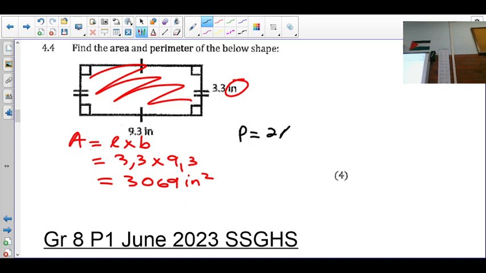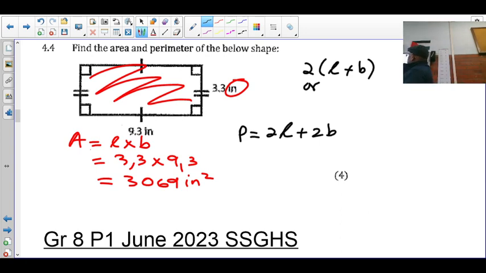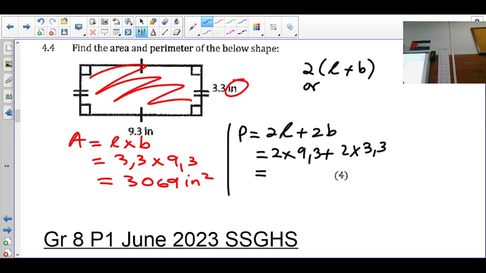Now, if they ask you to work out the perimeter, the perimeter is going to be 2 length plus 2 breadth, or you could have said 2 into length plus breadth. Or I could have said length plus breadth plus length plus breadth. It's also the same. So it's going to be 2 times 9.3 plus 2 times 3.3. 2 times 9.3 is 18.6 plus 6.6. So it's going to give you 25.2 inches.